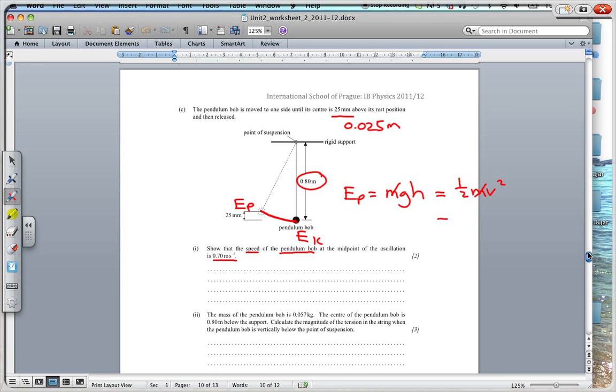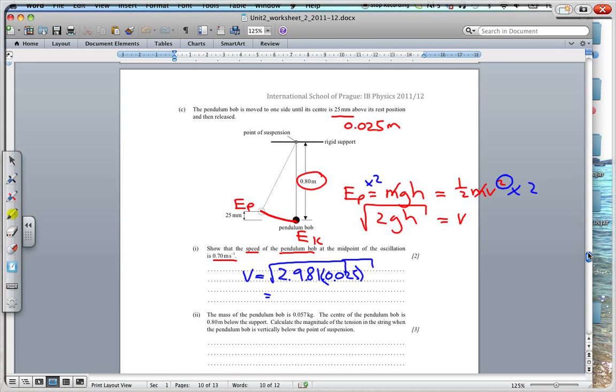Conveniently, our masses cancel, so we have v is equal to the square root of 2gh. I hope you're okay with that. I just multiplied by 2 on both sides and then taken the square root. So putting that in, v is equal to the square root of 2 times 9.81 times, importantly here, 0.025. Perhaps put that into brackets like that. And when you do that, you get 0.7 meters per second. We should write this with 2 significant figures, 0.70, because we are given this in 2 significant figures.